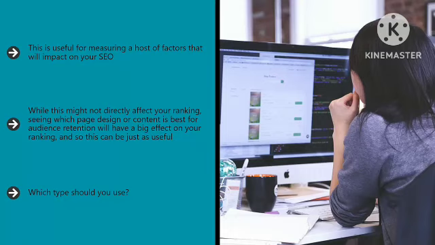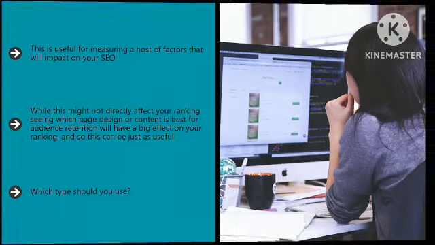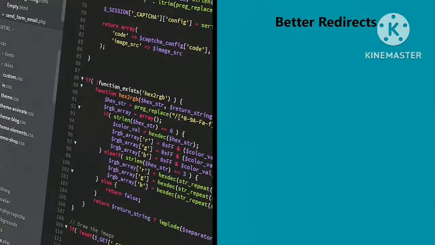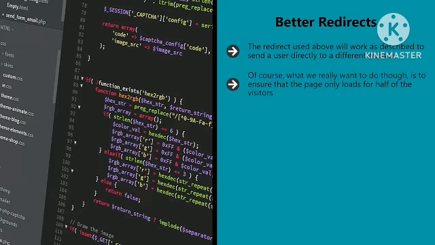The more data you collect, the smarter decisions your business will make, and the more likely you are to see performance boosts. Better redirects. The redirect used above will work as described to send a user directly to a different website. This way, they can experience a temporary alternative to your main page without hurting the appearance of that page. Of course, what we really want to do, though, is to ensure that the page only loads for half of the visitors. That's where we need to get a little savvier.